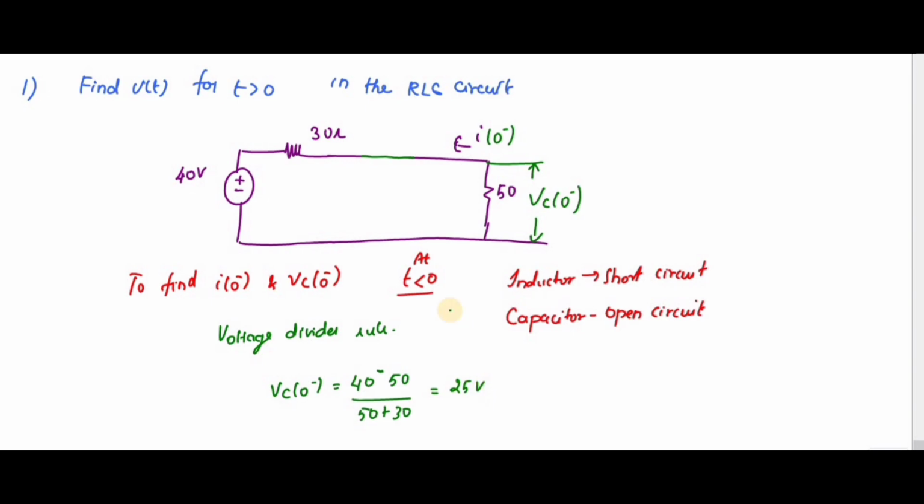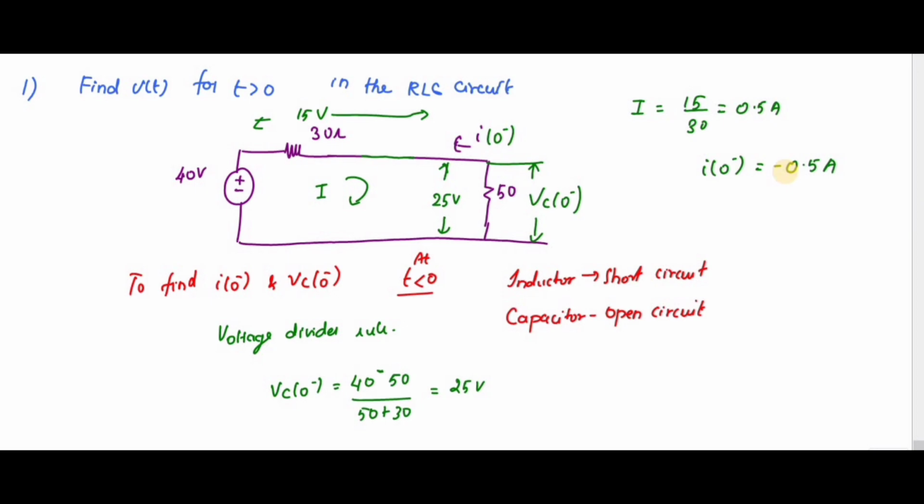If 25 volts is across the 50 ohm resistor, this one is 15 according to KVL. So 15 is the voltage across the 30 ohm resistor. What is the current flowing through this one? That is I, so I is equal to 15 divided by 30, that is 0.5 amps. You can see the capital I and I of 0 minus are in opposite directions, so I of 0 minus is equal to minus 0.5.